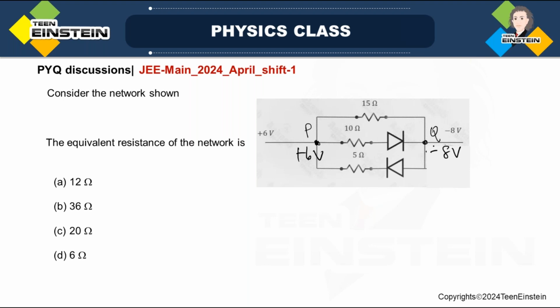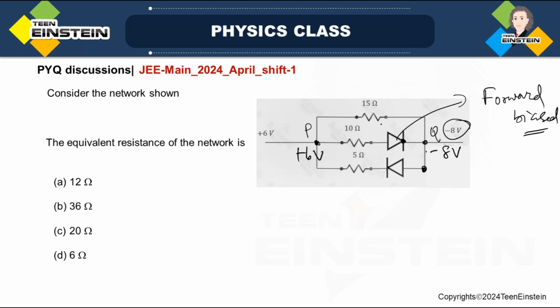That means this diode will be forward biased, and this will be reverse biased. See, this P terminal is given lower potential, and here the negative potential is more than the positive potential. So this is forward biased.